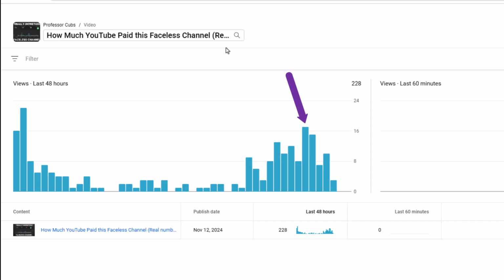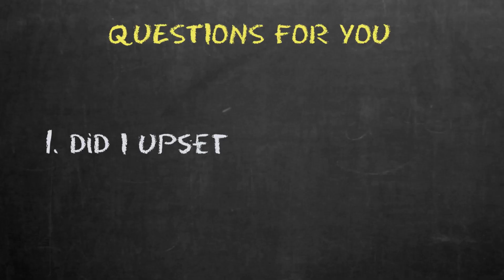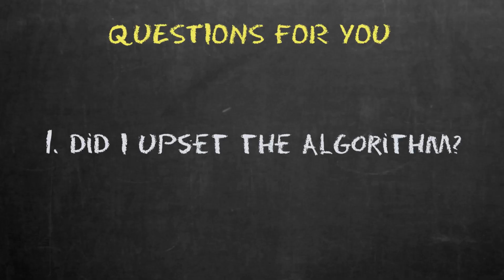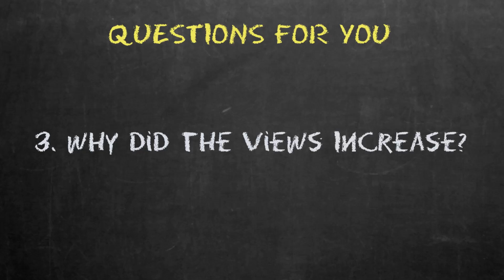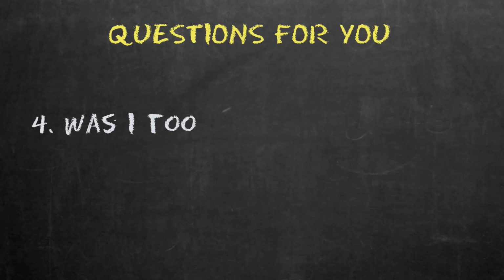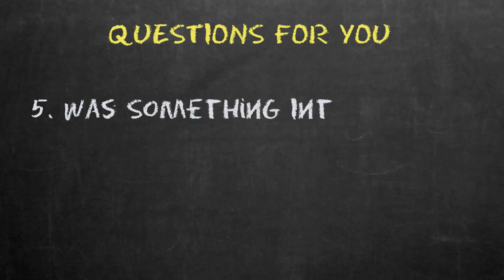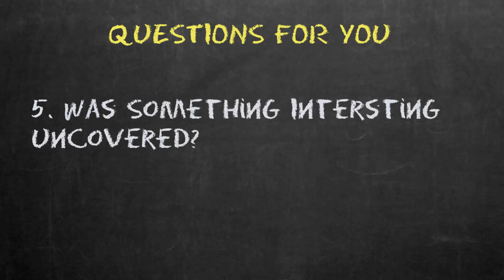Now I'm left with a few questions. Did I upset the algorithm by overriding its declared winner? Was running a second test too soon after the first one a mistake? Why did the views pick up when I switched back to the original? Was I too impatient? Or was something interesting uncovered about consecutive thumbnail tests?